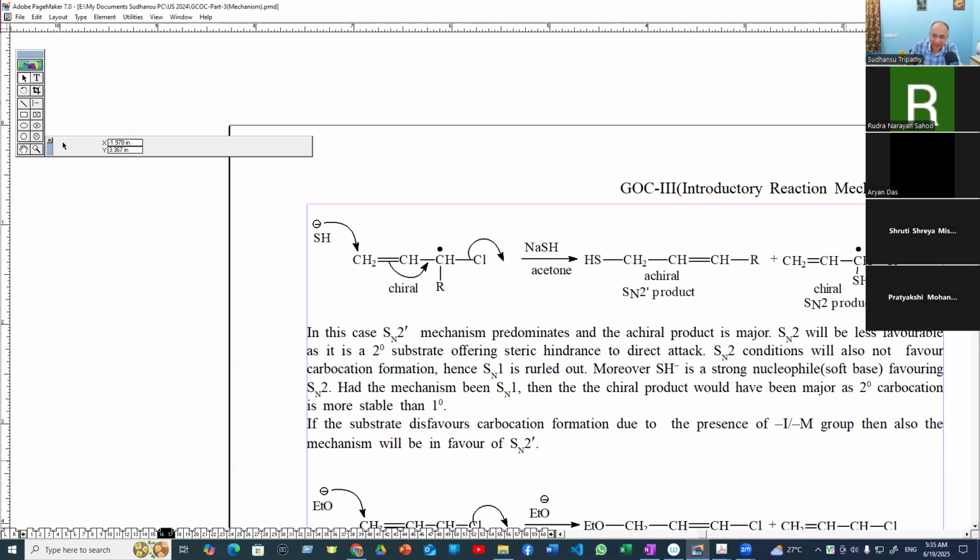You see, this is the rearranged product, which is achiral. But if SH minus comes here without affecting the double bond, keeping the vinyl group intact, then it will be the chiral product. This is a chiral center, not only labeled, but it is a chiral center.